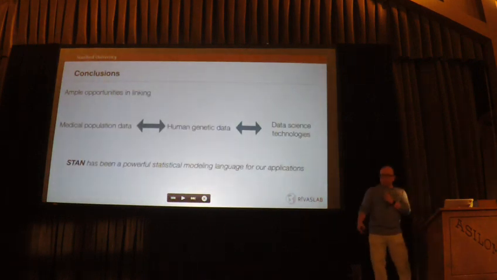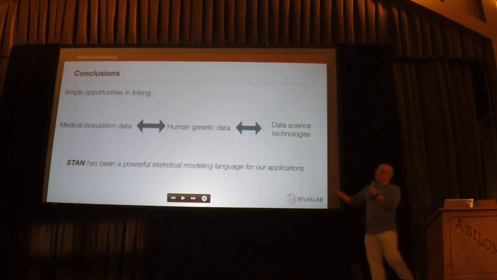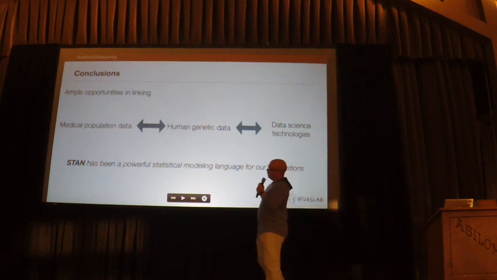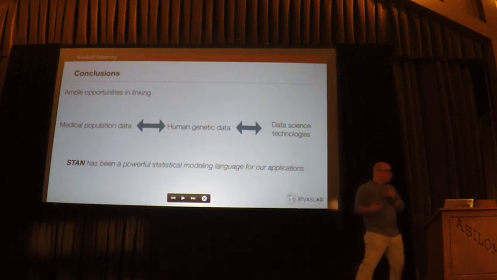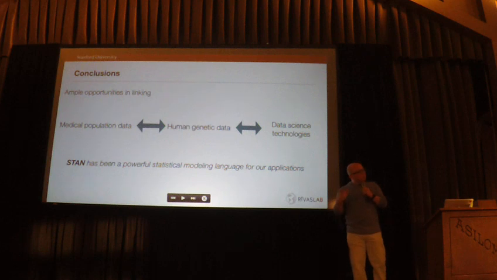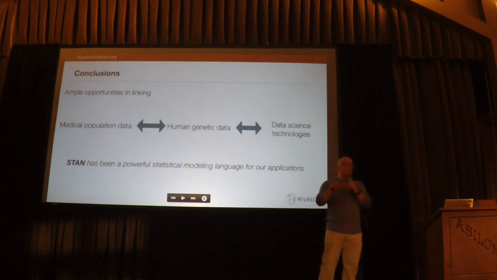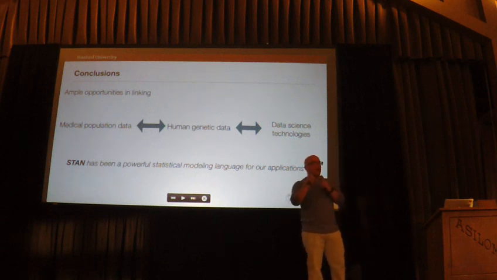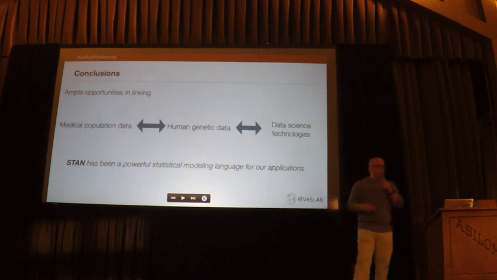So just to conclude, I think I have 5 minutes left. There are ample opportunities in linking medical population data and human genetic data, and I think Stan has been an extremely important platform, at least for us in our lab, to move forward some of our research activities. And one thing to take away, if you take away anything from this talk, is that in the context of human genetics, you clearly see the opportunity that exists in moving away from thinking about frequentist hypothesis testing. And I'd encourage you as a community to get a bit more involved in human genetics as well, if you can. All right, thank you.